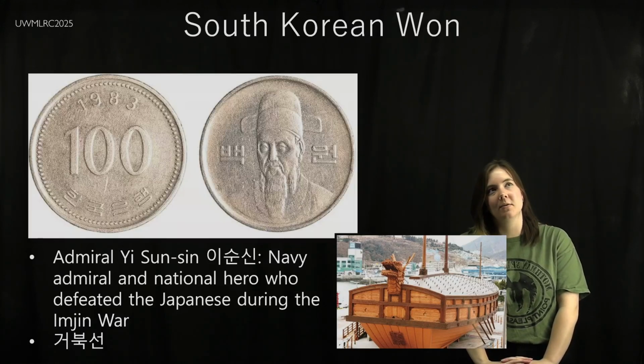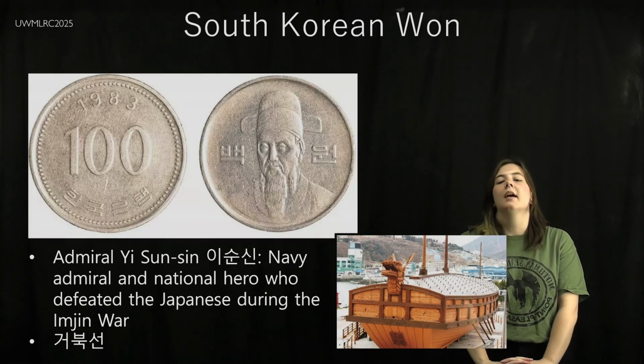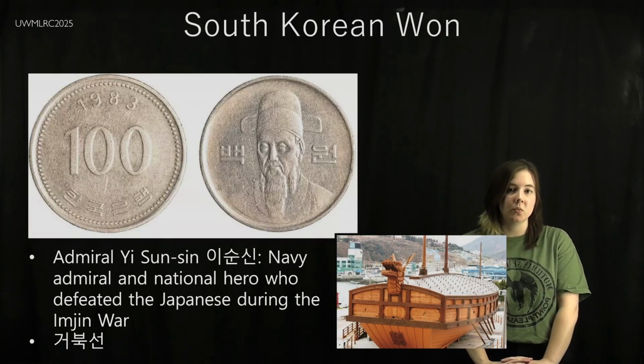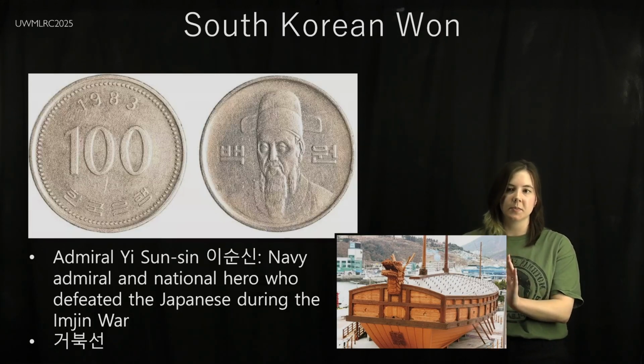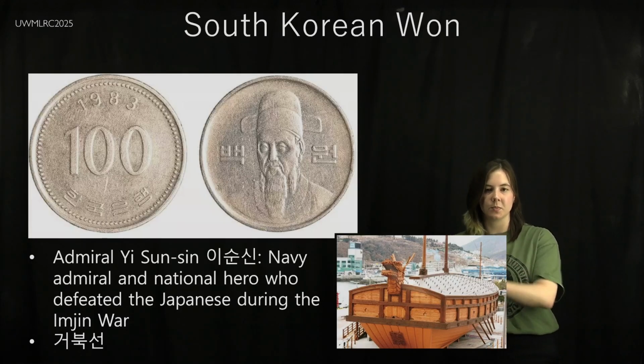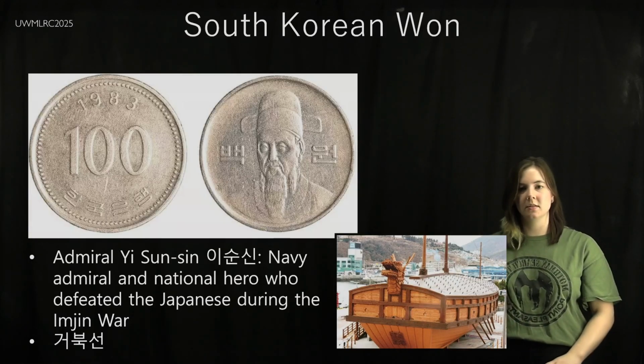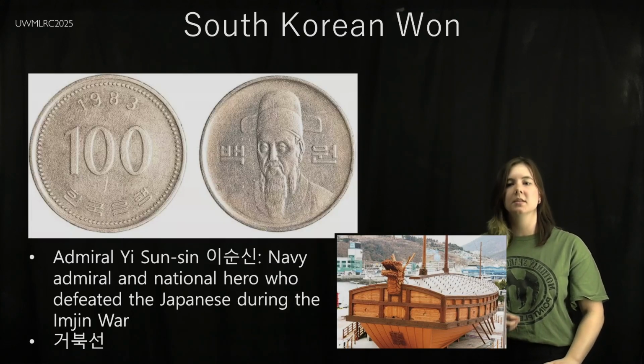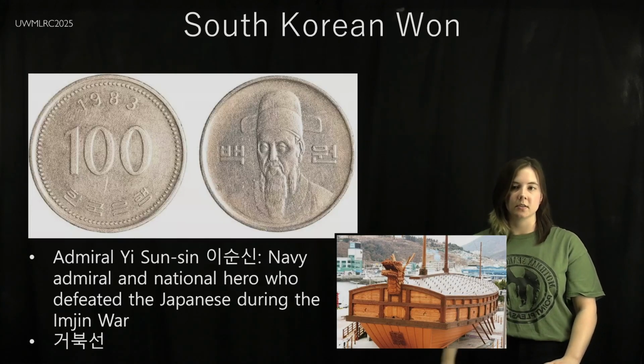He lived around the 1500s, and he defeated the Japanese during the Imjin War using turtle ships, kobukseon, that look like this. They're covered on the top and have some spikes. So he is known and associated with these types of ships and helped defeat the Japanese during the Imjin War.